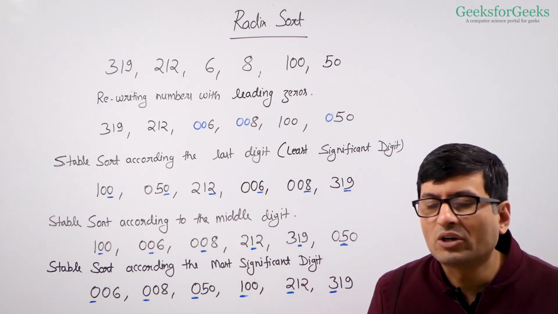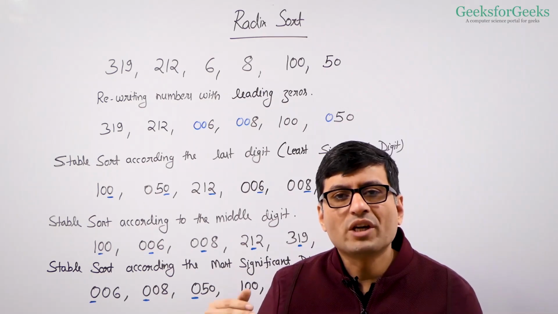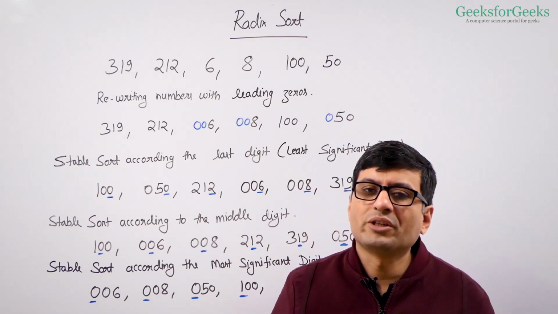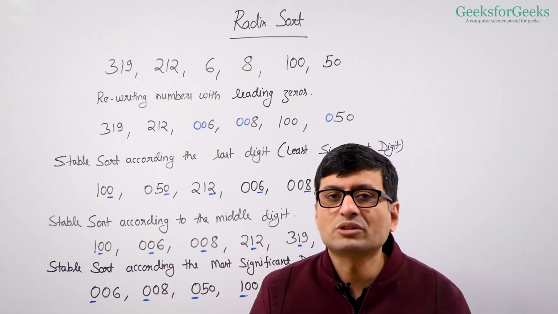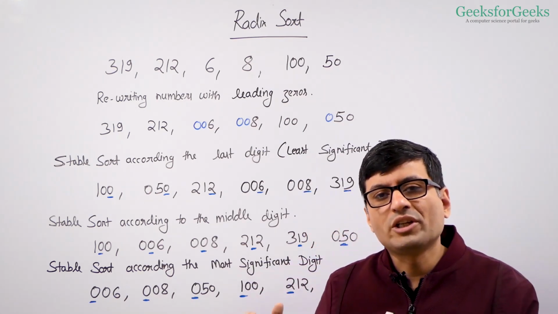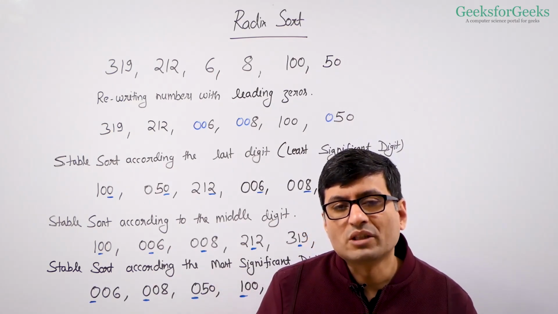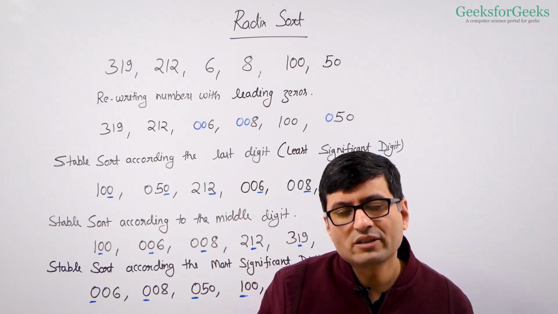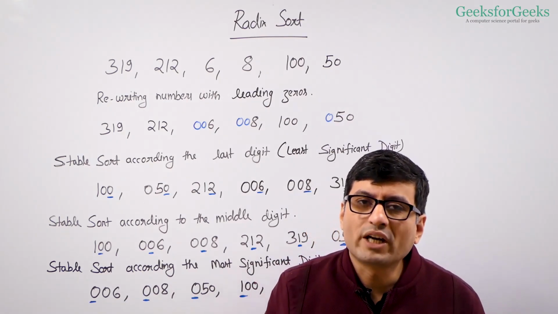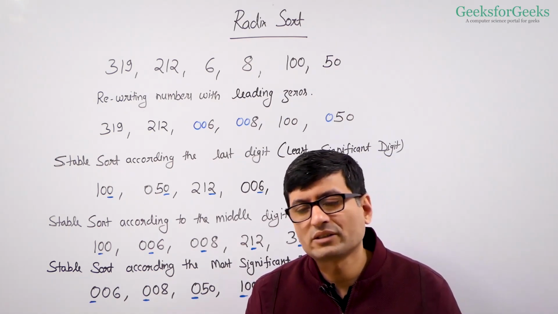What we are going to do now is, since every number is a 3-digit number, we are going to do 3 passes. In the first pass, we are going to sort all the numbers. We are going to use a stable sort. Basically, we are going to use counting sort to sort all the numbers according to the last digit. Then we are going to sort all the numbers according to the middle digit. Then we are going to sort all the numbers according to the first digit. Suppose we had 4-digit numbers. In that case, we would require 4 passes.